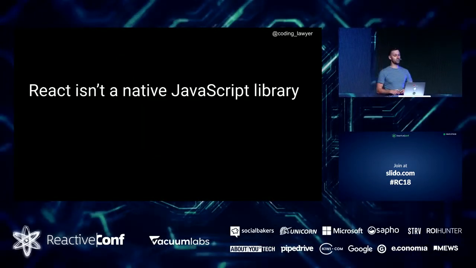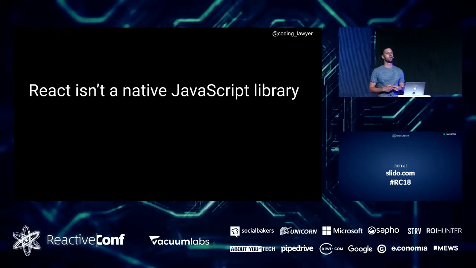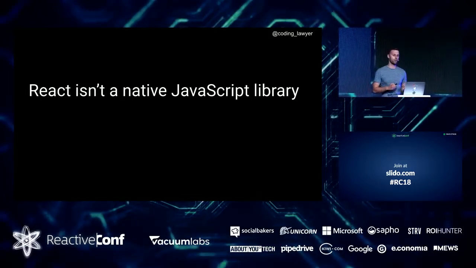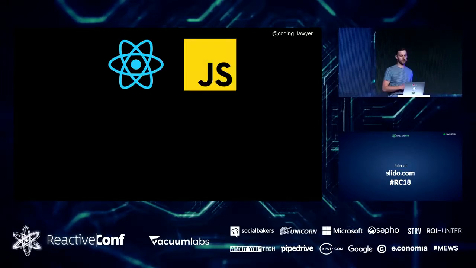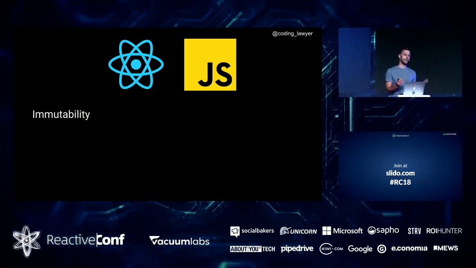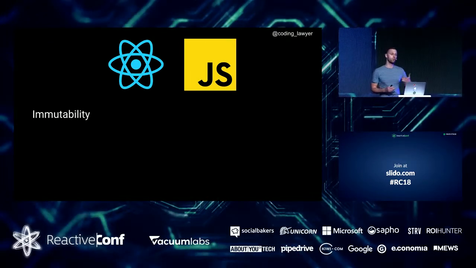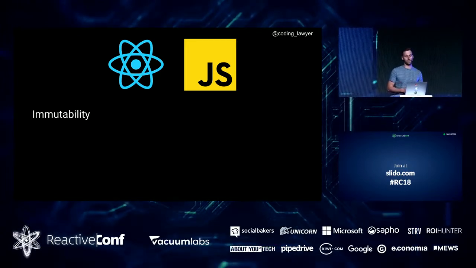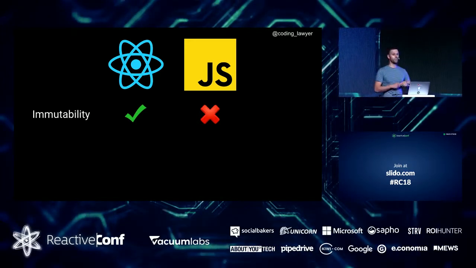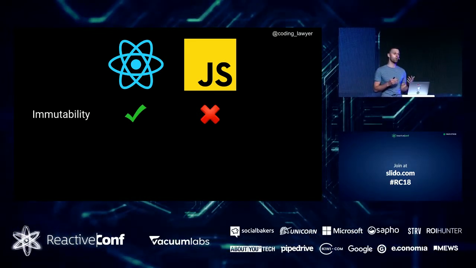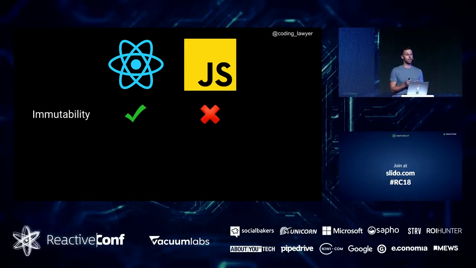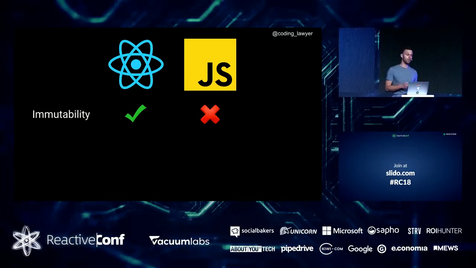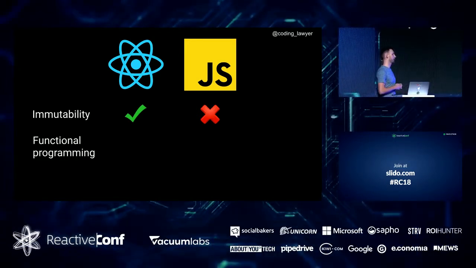Well, React isn't a native JavaScript library. I mean, if you take a closer look at it, you will see that some of its principles are foreign to JavaScript. Let's visualize this. Immutability. In React, we want to keep our stuff immutable. We don't want to mutate our state and our props, because if we did, we will get some weird consequences. In JavaScript, we don't have immutability out of the box. So if you want to keep your stuff immutable, you need to use external libraries, such as immutable.js, or do it by a convention.